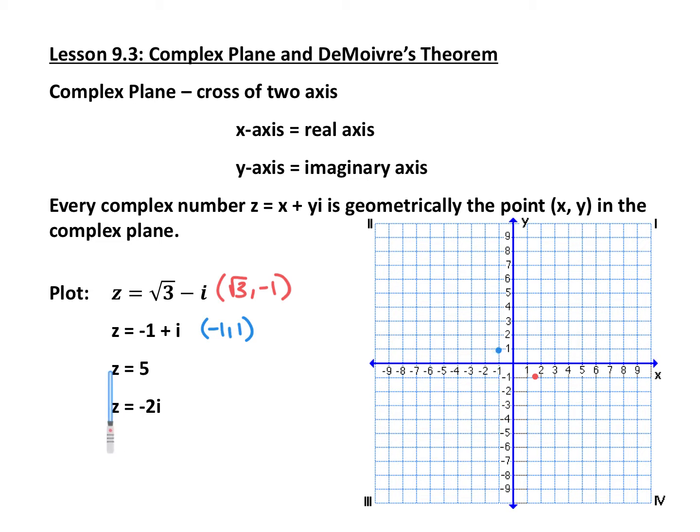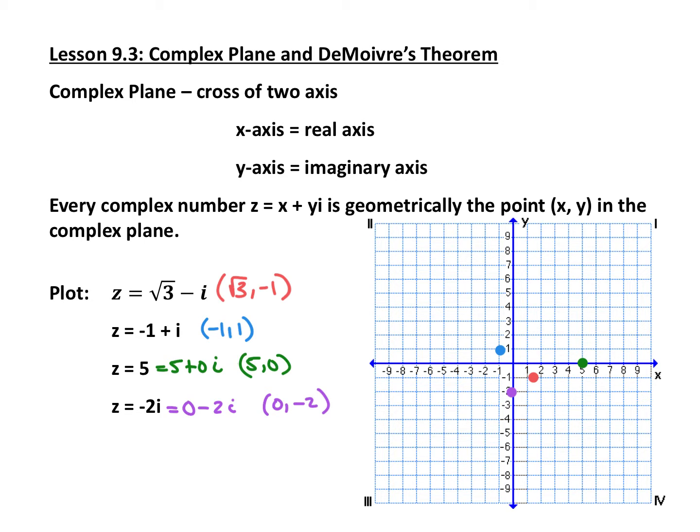Try the next two, z equals 5 and z equals negative 2i. So z equals 5 means that there's only a real part, there's no imaginary part. So it's the same thing as 5 plus 0i, or the point 5, 0. So I plotted it out in the positive 5 direction and then nothing in the y direction. And for the next one, negative 2i is the same thing as 0 minus 2i. So there's no real component, so it's just down 2 in the y direction.